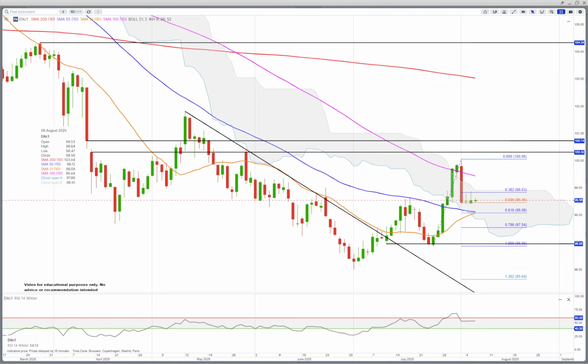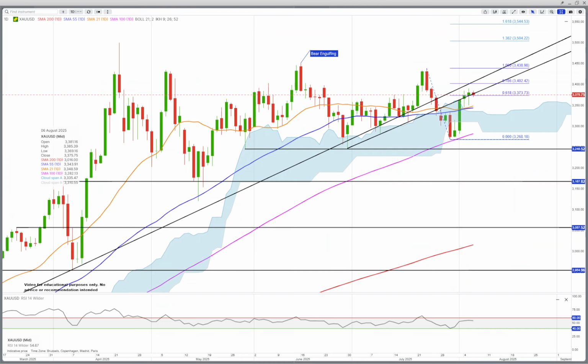Moving on to the gold market, the metals market in general. We have gold that is trading around this lower rising trend line that it broke below. Still positive sentiment on the RSI, but we're taking a breather here around the 61.8 retracement of 3,374.